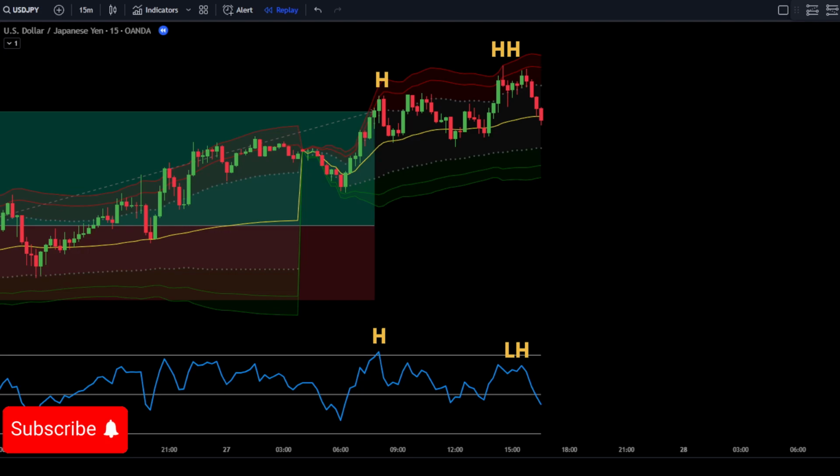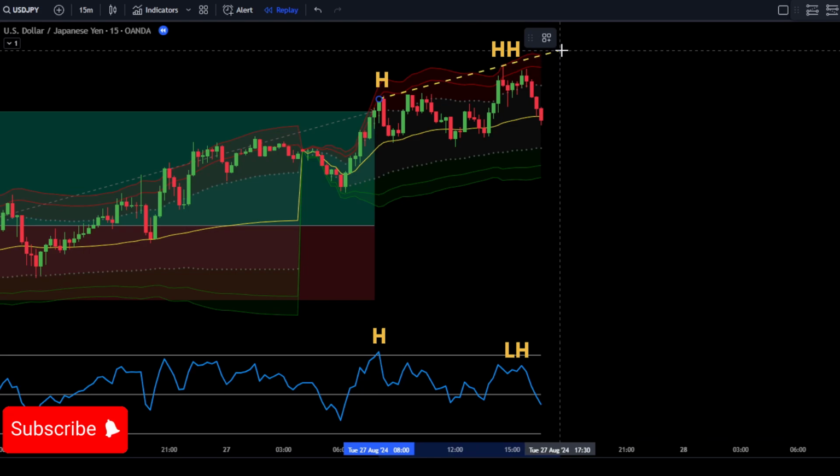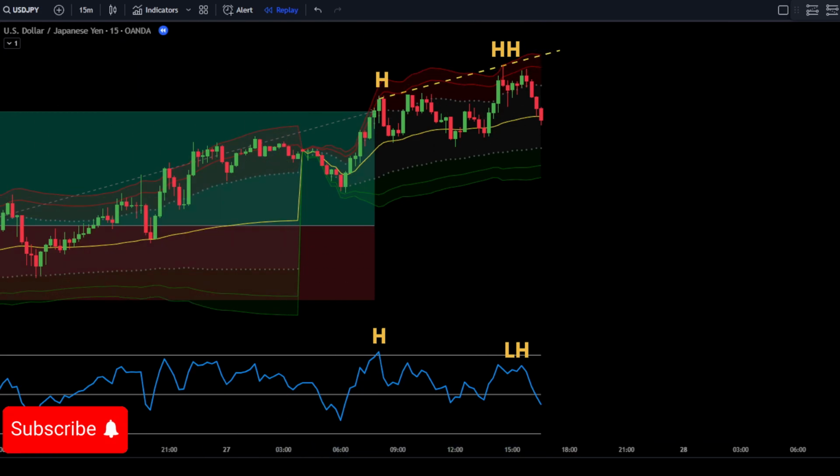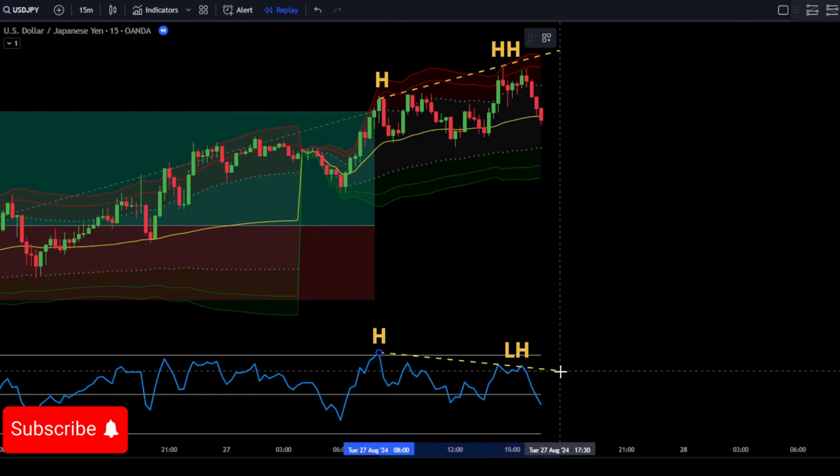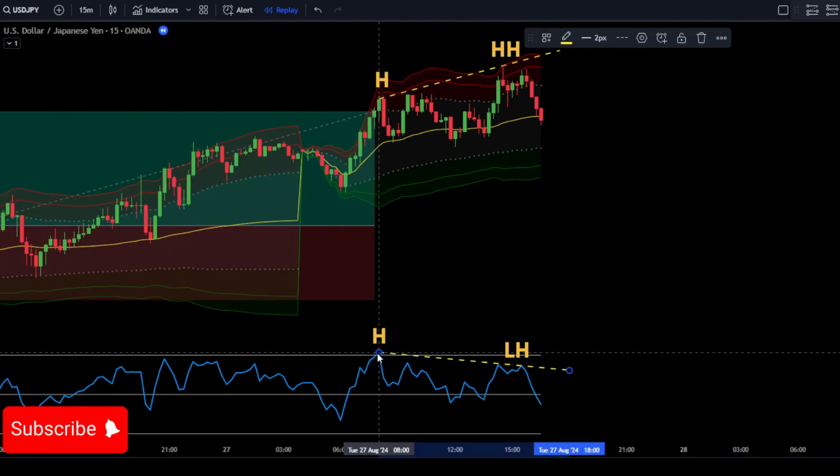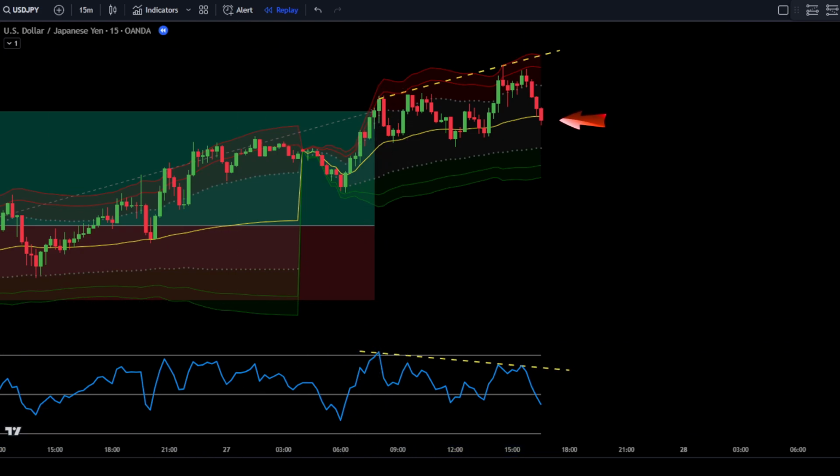Before placing an order, make sure that this is a valid bearish divergence. You can draw a trend line from the high to the higher high on the price candlestick, and then draw a line from the high to the lower high on the RSI indicator. Wait until the trend changes from bullish to bearish, indicated by the candlestick closing or being below the VWAP line.